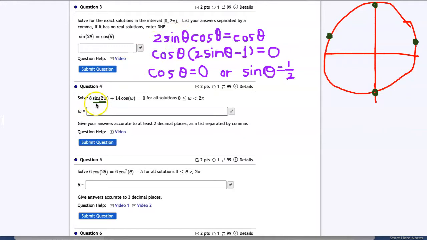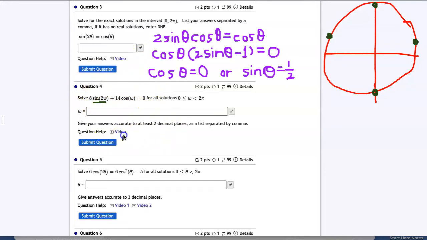Of course, in this problem we have a w and not a theta, so it would be 2 sine w cosine w, but you replace this part of the equation and you still have the 8 out in front. 8 times 2 is 16. Make sure you pay attention to that. And then you have a cosine in both terms, so you can factor it out. So use the exact same technique for question 4.